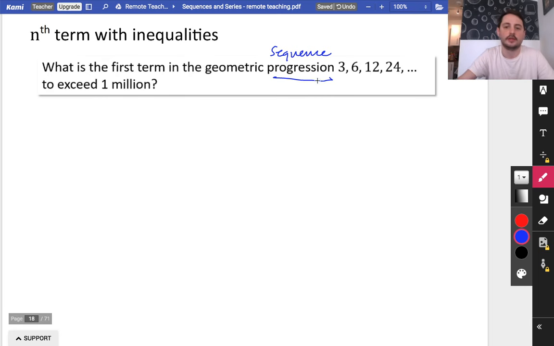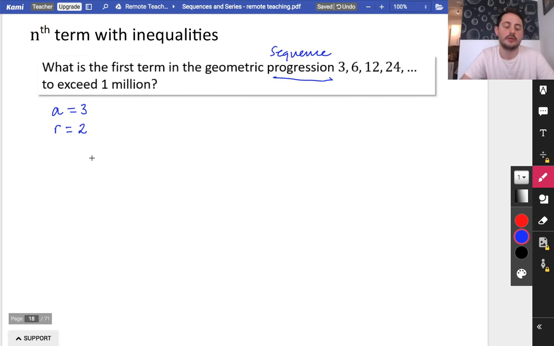So our sequence that we should do here, I think we should extract some of the information that we know. So some of the things that we know about this sequence is that a is equal to 3, and we know that r, the common ratio, well, you can do 12 divided by 6 or 6 divided by 3.